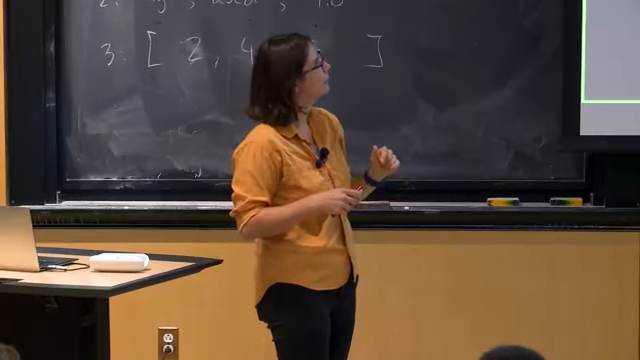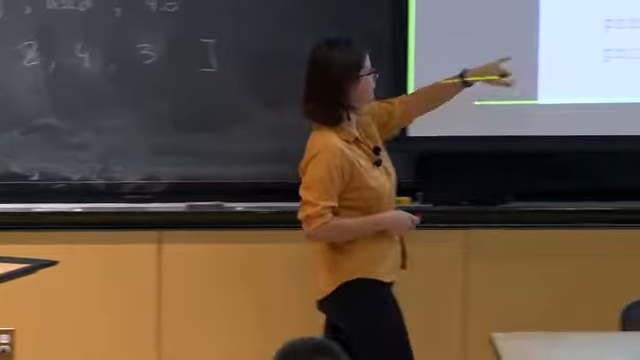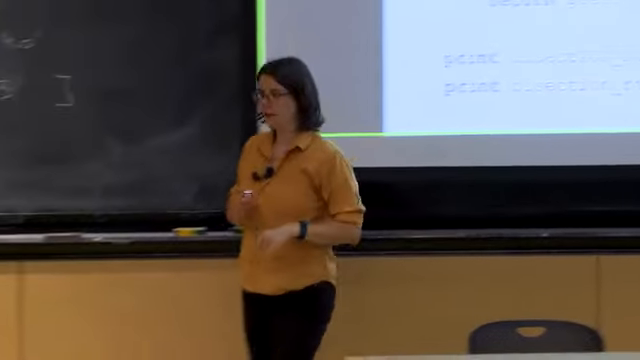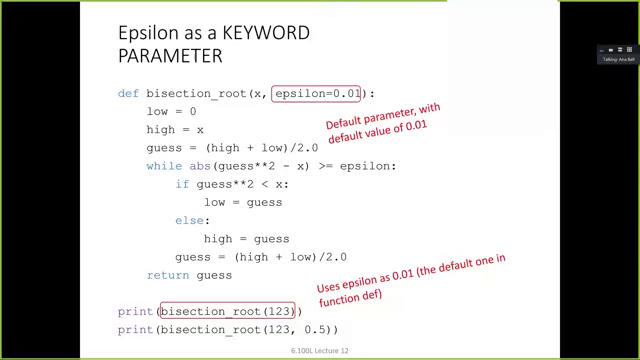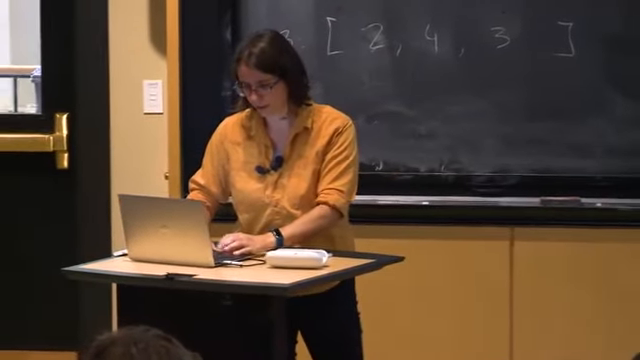Okay? So that means when we call the function down here, if the user makes a function call without explicitly passing in a second parameter, Python will use the default one that the person who wrote the function set, right? So Python will run bisection root of 123 with epsilon being 0.01. And otherwise, if the user does want to override that epsilon, they can just pass it in themselves. And that default value of 0.01 will be overwritten to be 0.5.